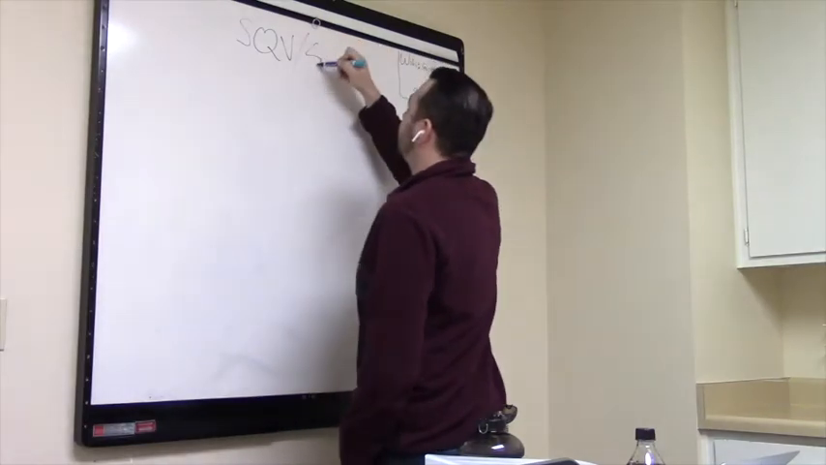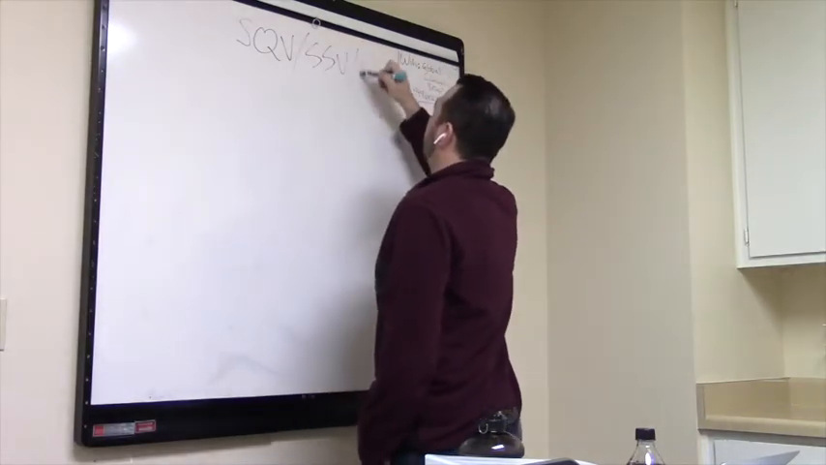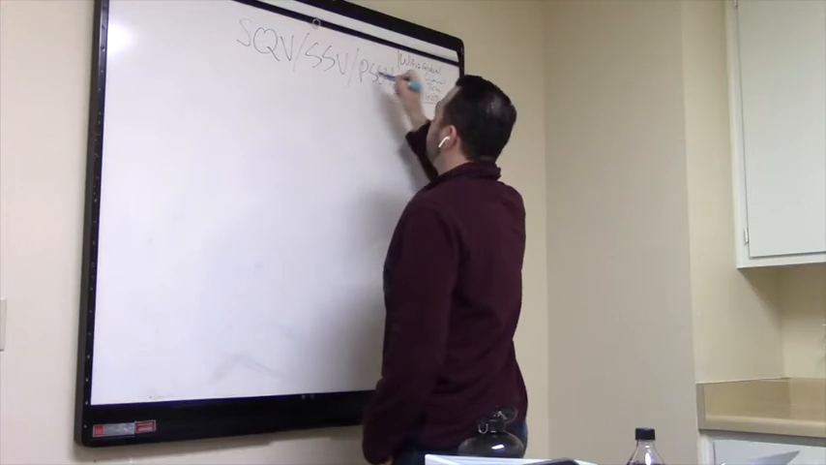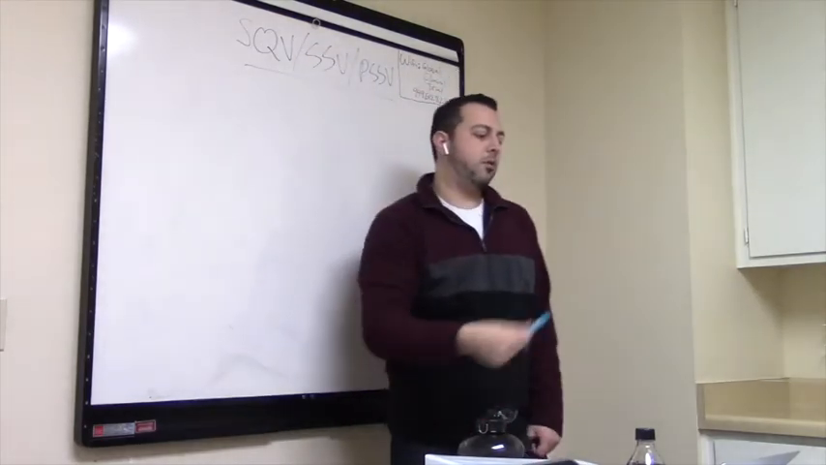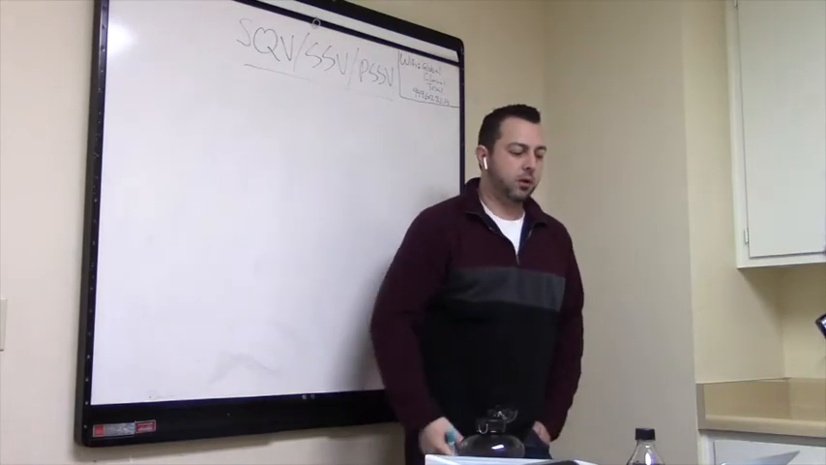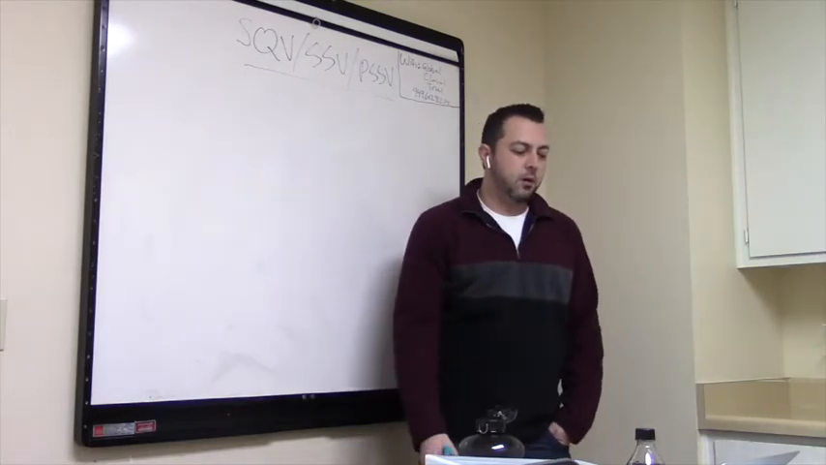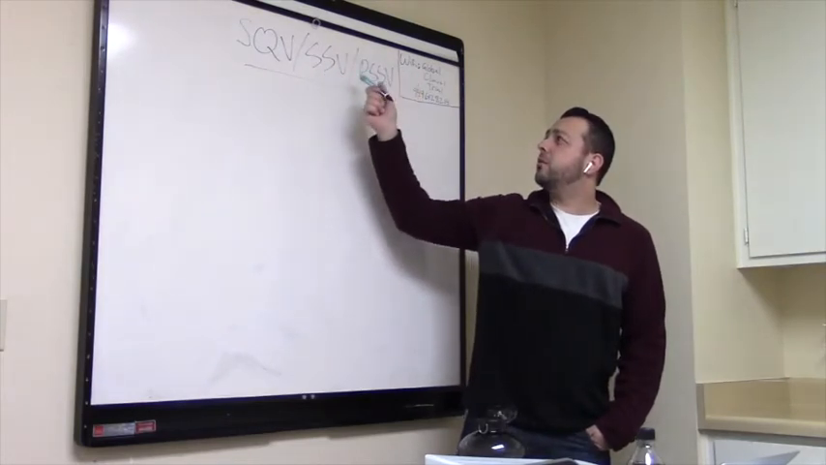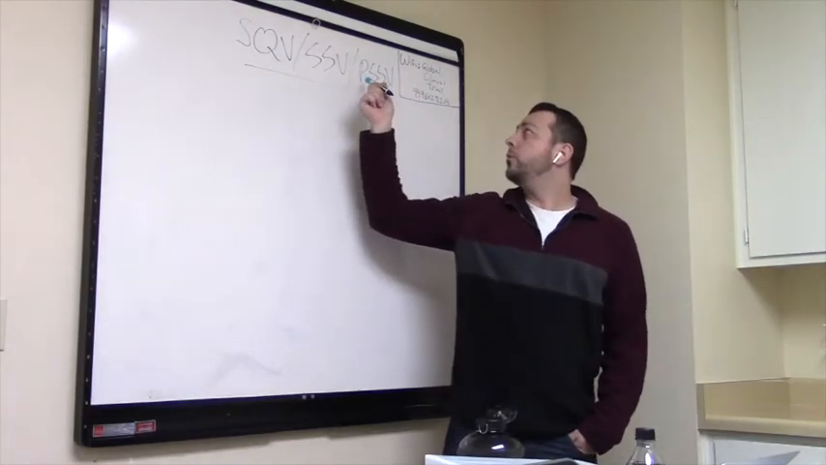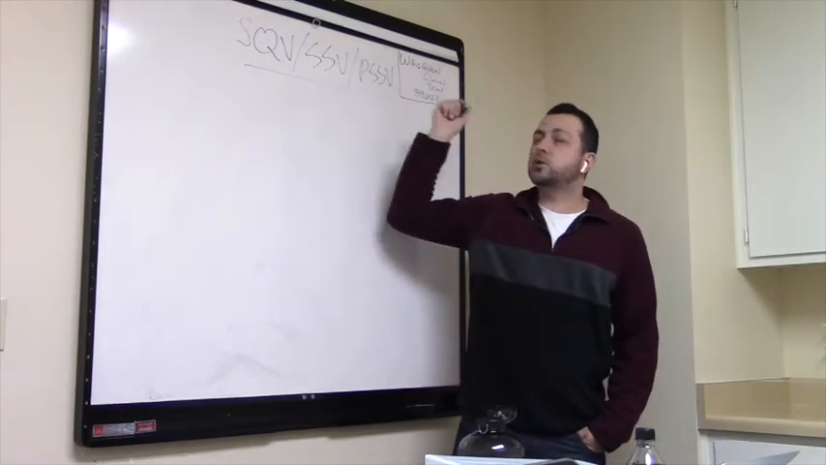SQV or SSV or PSSV. These are the same thing. This report's titled SQV, so that's the way we're going to keep it for our CRO. But they're usually called SSV for site selection visit or PSSV for pre-study selection visit.